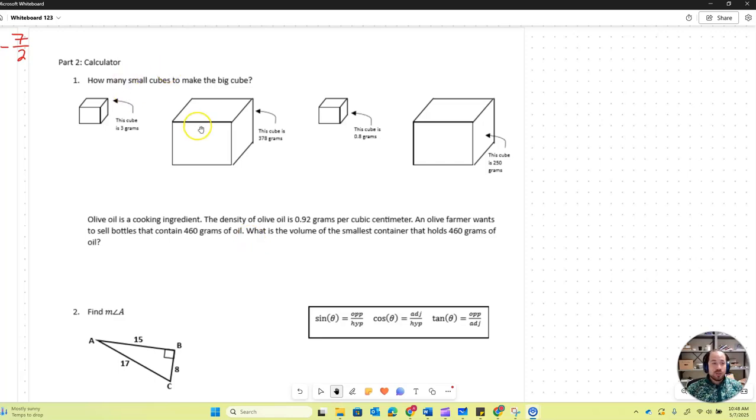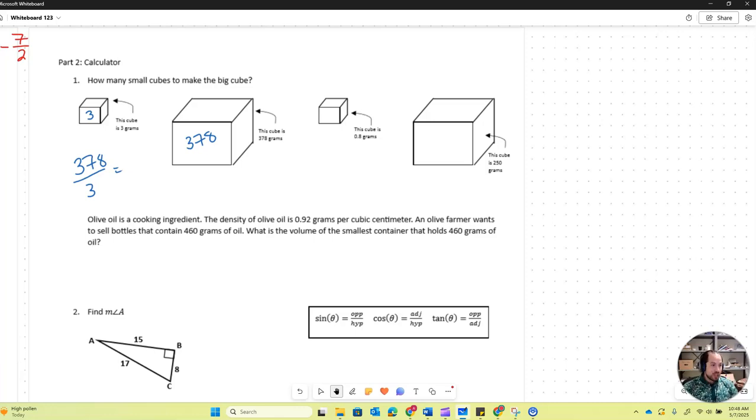All right, so the first question we're looking at says, how many small cubes make up a big cube? So we're looking at volume here. This small cube is 3 grams. This whole cube is 378 grams. So if I want to figure out how many cubes fit from one into the other, we use division. If I take the big volume, 378 grams, and divide it by our small cube, which is 3 grams, that is going to give us how many of those can fit in there.